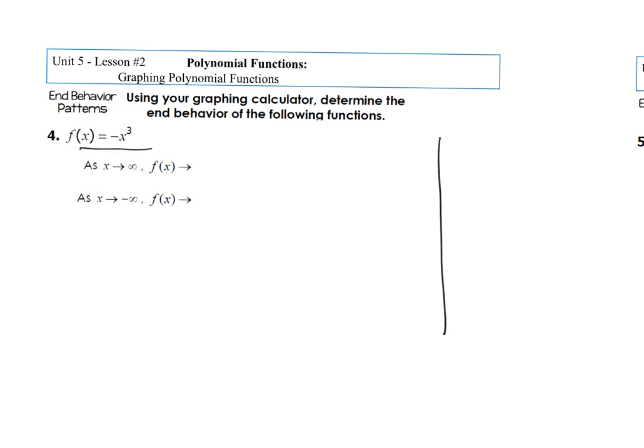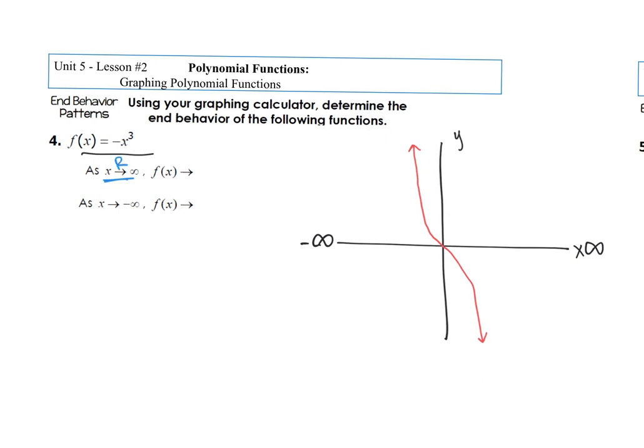Okay, number 4, we have f of x equals negative x cubed. So let's sketch this. My x, my y, right side is infinity, left side is negative infinity. When we sketch this, negative x cubed kind of is a flip of what we had before. We start high and we end low. Something like this. Okay, so let's answer. As x approaches infinity, as we are on our right side, this is the infinity side for x, notice we are ending down, so that we are approaching negative infinity for our y value.